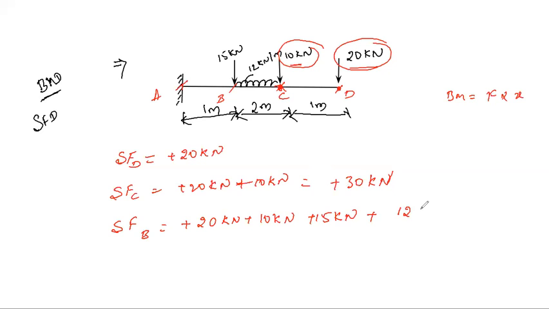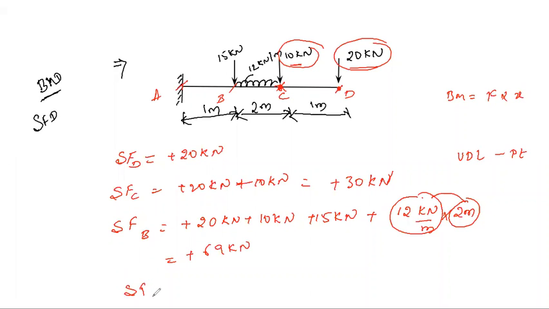The UDL intensity is 12 kilonewton per meter, multiplied by the distance over which the UDL is spread, 2 meter. Clear? This is your intensity of load, and this is your distance. This is how you convert a UDL into a point load. Now tell me the answer. 69 kilonewton, yes sir. Everyone's answer is the same? 69 kilonewton. This is positive.